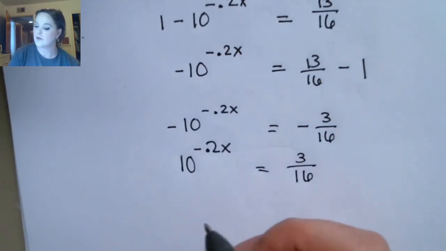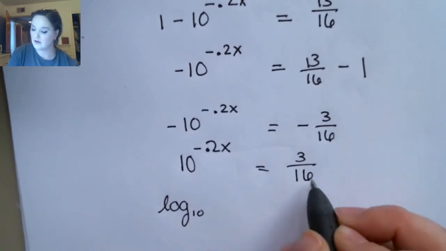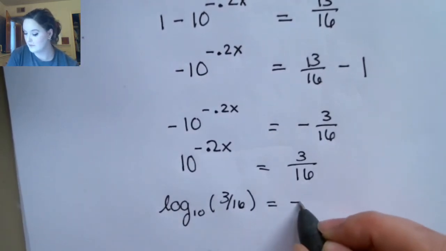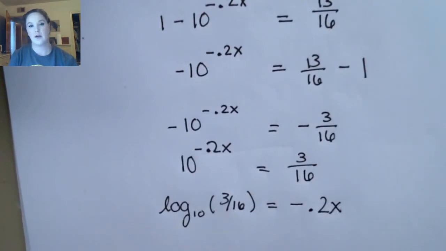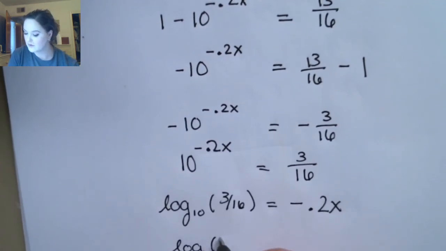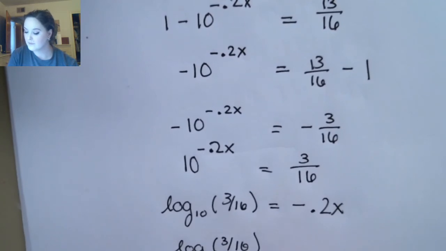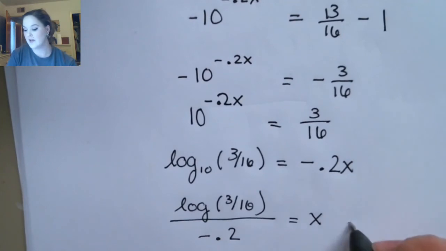Now we're going to change to log form. Log base 10 of 3 over 16 equals minus 0.2x. Now again, we can't evaluate this by hand, so we're just going to leave it, and we're going to divide both sides by negative 0.2. Here's my exact answer.